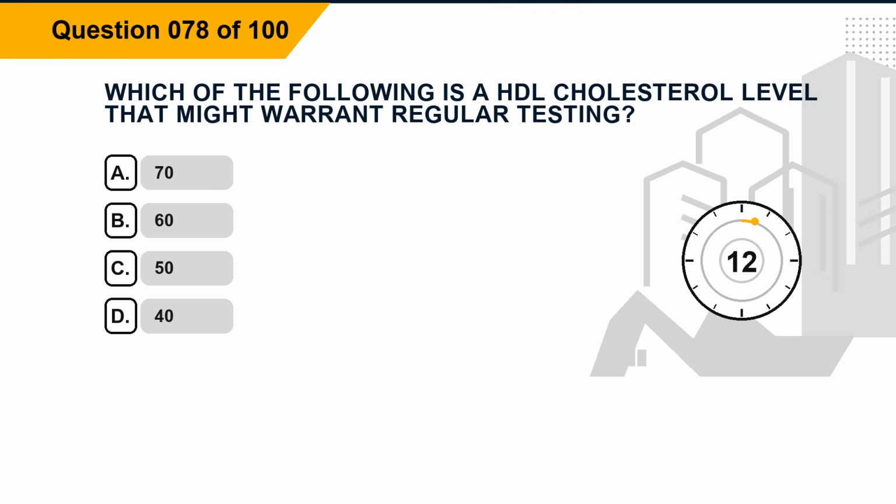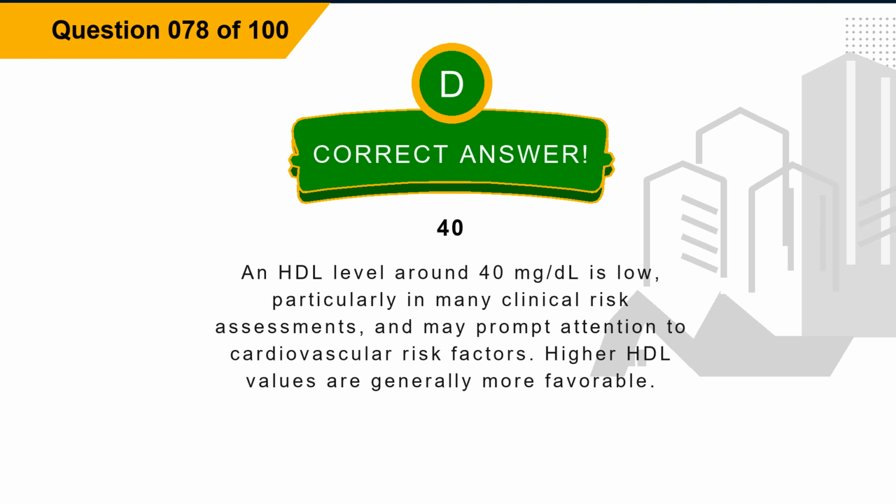Question 78. Which of the following is a HDL cholesterol level that might warrant regular testing? Option A, 70. Option B, 60. Option C, 50. Option D, 40. The correct answer is option D, 40. Explanation: an HDL level around 40 mg/dL is low, particularly in many clinical risk assessments, and may prompt attention to cardiovascular risk factors. Higher HDL values are generally more favorable.